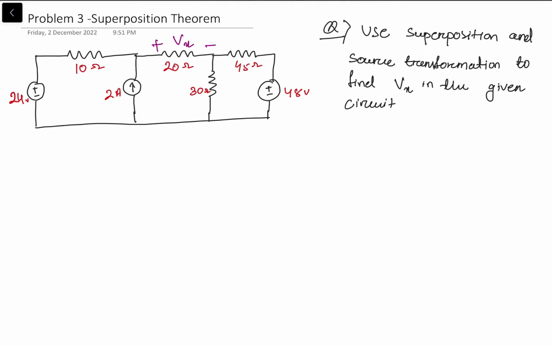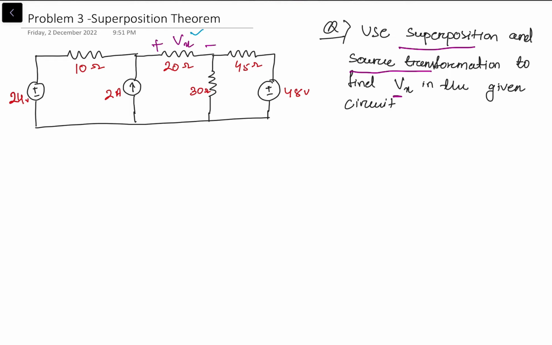In this video, we will be discussing this problem. The problem says to use the superposition theorem and source transformation technique to find the value of Vx in the given circuit. The value of Vs is given here. We have to find the Vx value as given, plus minus here. In that way only we have to calculate.